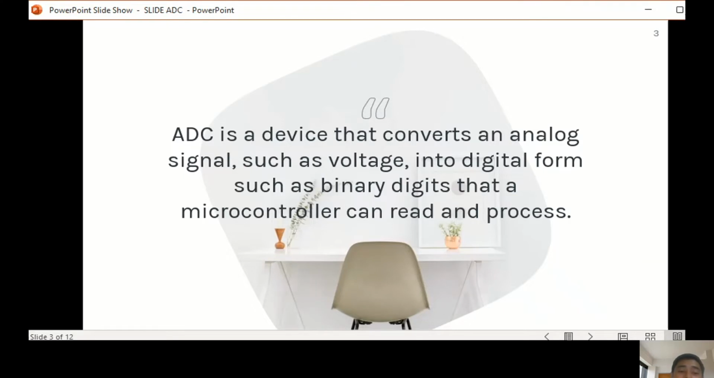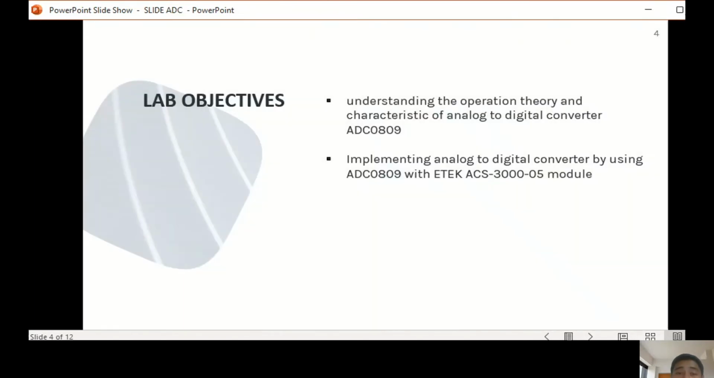This lab is generally about a study of the analog to digital converter using the ADC0809 device. An ADC is a device that converts an analog signal such as voltage into digital form, such as binary digits that a microcontroller can read and process. The lab objective consists of two parts: understanding the operation theory and characteristics of the analog to digital converter ADC0809, and implementing an analog to digital converter using the ADC0809 with the E-Tech ACS3005 module.